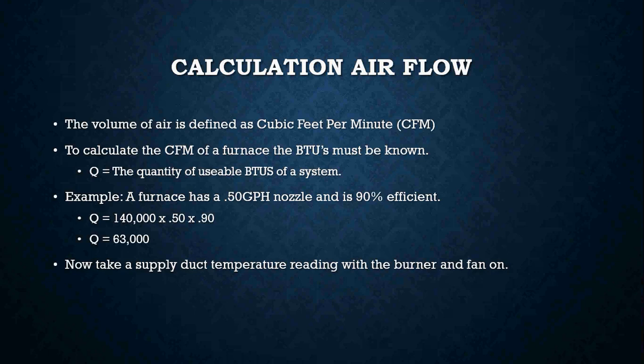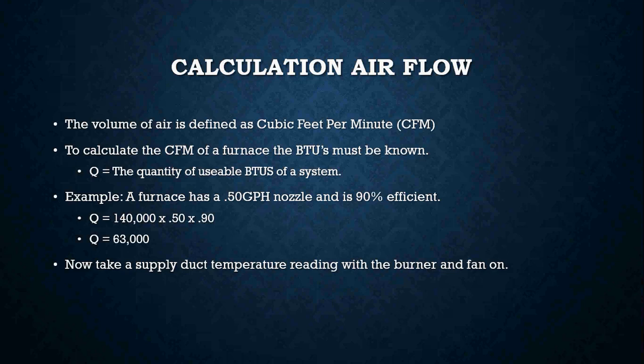Okay, so again, we have a furnace here that has a 0.5 gallon per hour nozzle, and it's 90% efficient. Wow, it's running really good. So let's plug in our numbers. 140,000 times our nozzle size, 0.50, times its efficiency, 0.90. We need approximately 63,000 CFMs of air to be moving across this furnace to help achieve what we are reading.